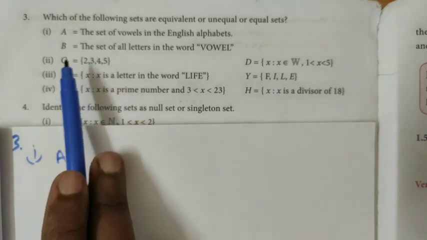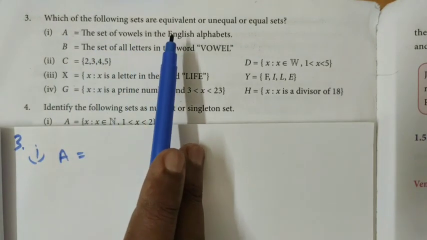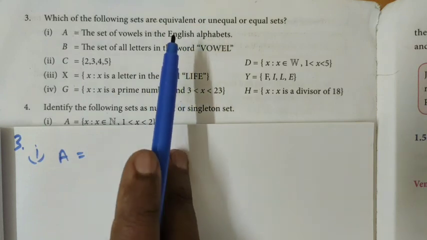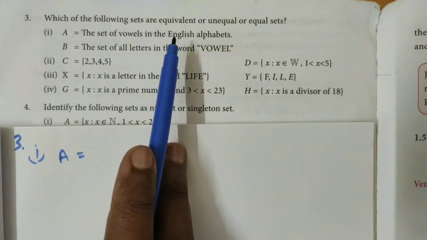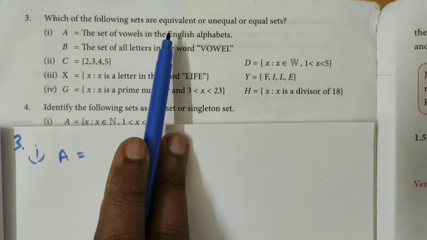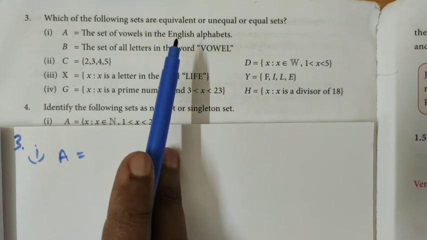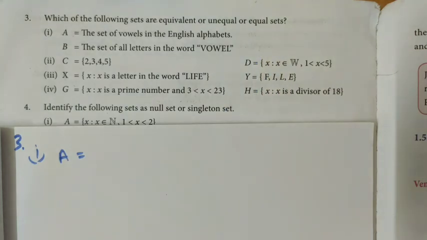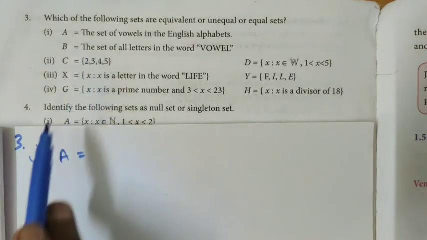See question number 3. Which of the following sets are equivalent, unequal or equal sets? Equivalent means the number of elements in the two sets is equal. Unequal means both the sets are not the same. And equal sets means both the sets have exactly the same elements, then only we can say it is an equal set.